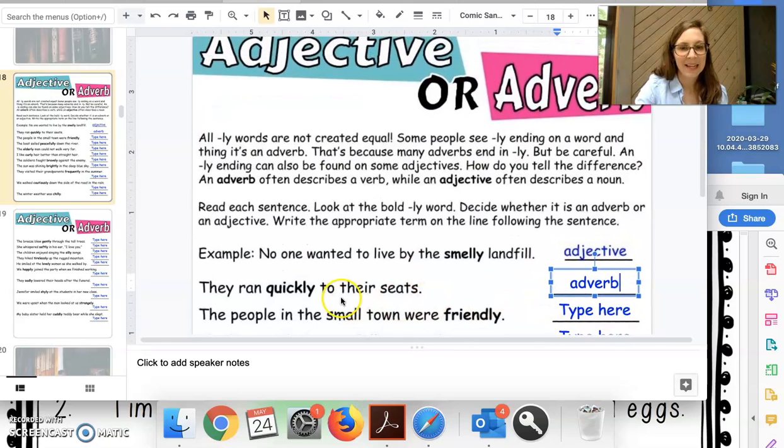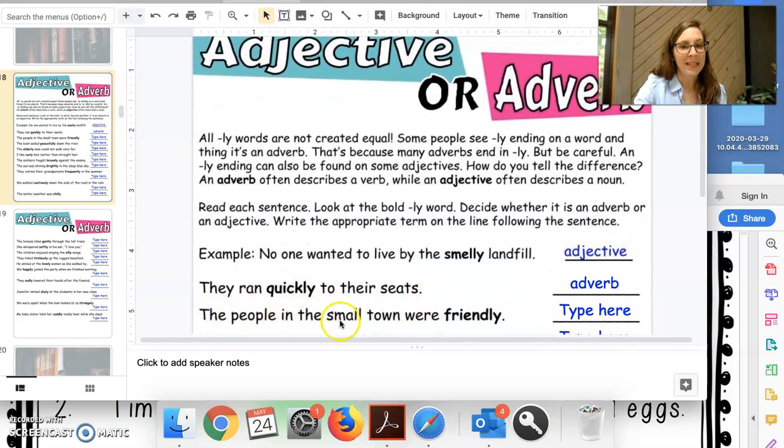Now look at this second one. The people in the small town were friendly. Now in this sentence, my verb is were. And that's a verb of being, and so it's not a strong action, and I don't see the people doing something in a friendly way. The people actually are friendly. So friendly, even though it ends with an ly, it is an adjective. What kind of people? They were friendly people.